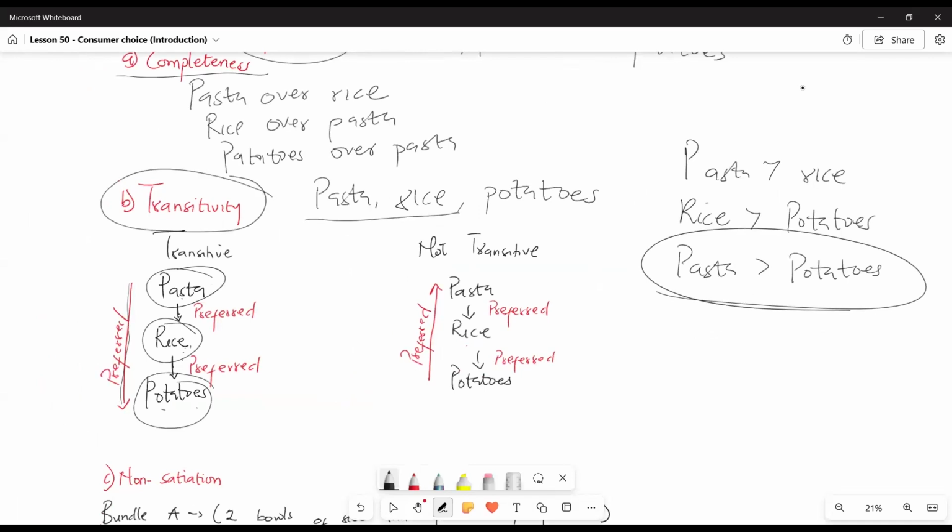If the reverse case were to occur, where I give Ella pasta and rice, and Ella says that I like pasta more than I like rice, and I give Ella rice and potatoes, and Ella says I like rice more than I like potatoes. But then if I give Ella pasta and potatoes, and Ella now says I like potatoes more than I like pasta, then Ella's preferences are not transitive. Transitivity means that preferences among various bundles are consistent.